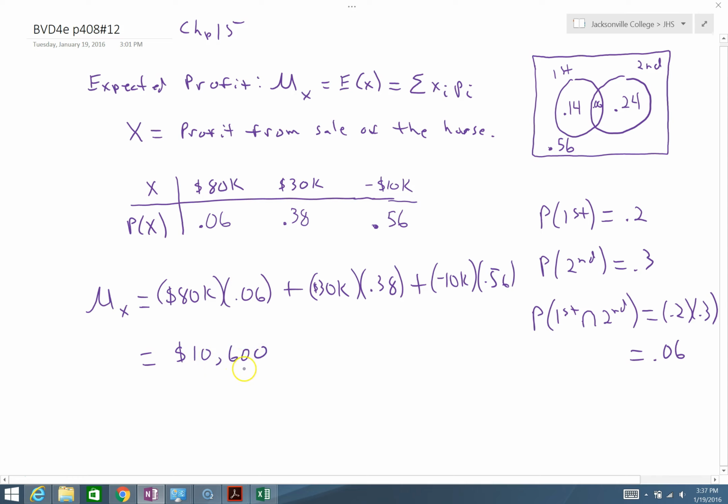We won't ever get 10,600. We're going to get a profit of 80,000, a profit of 30,000, or a loss of 10,000. But over the long run, if we did this over and over and over again, our average would be 10,600. All these 80,000s, all these 30,000s, and all these $10,000 losses together would be 10,600 positive. We're doing pretty good. We're winning. We're going to make 10,000 bucks every time we sell this horse. Pretty sweet deal. Yes, we lost 56% of the time, but when we won, we did much better than this amount that we lost.